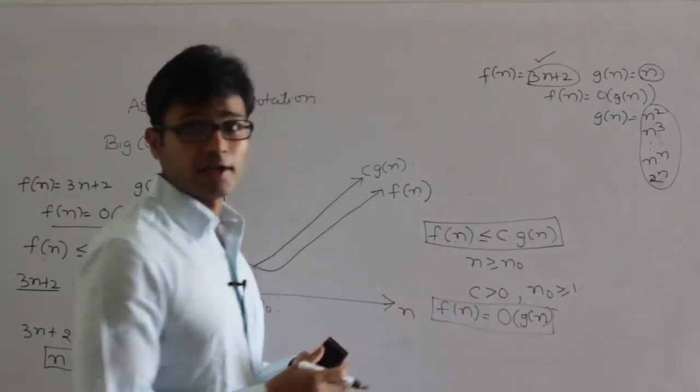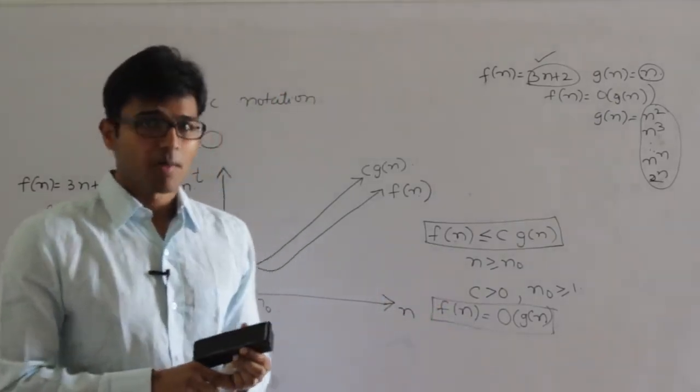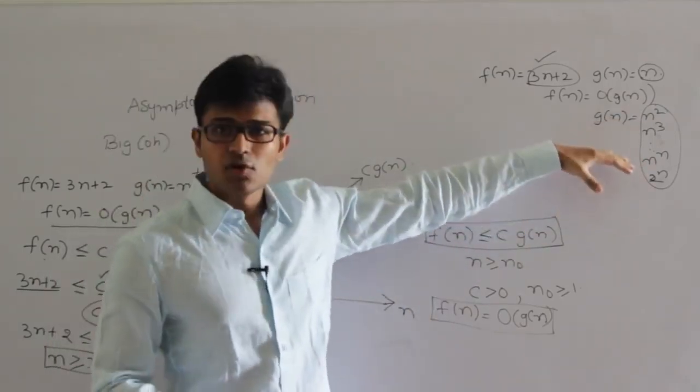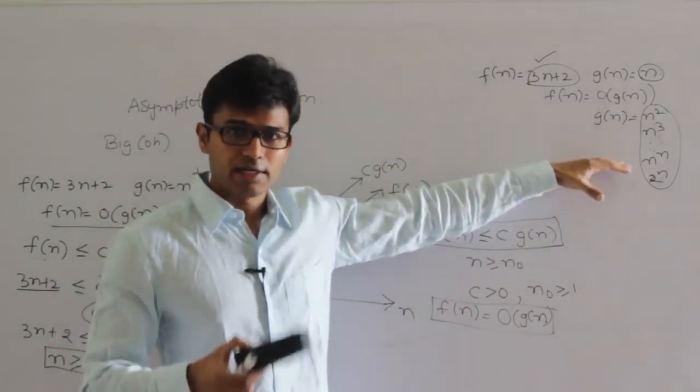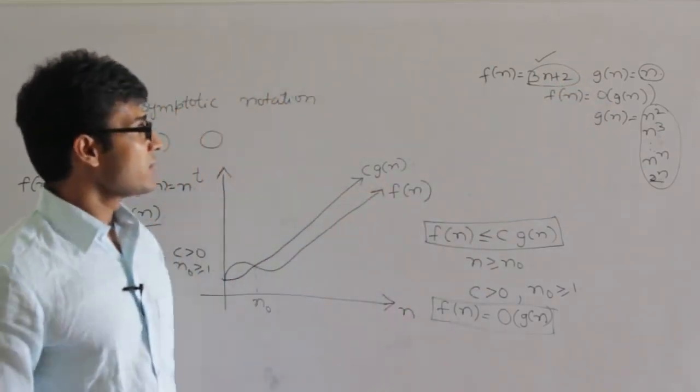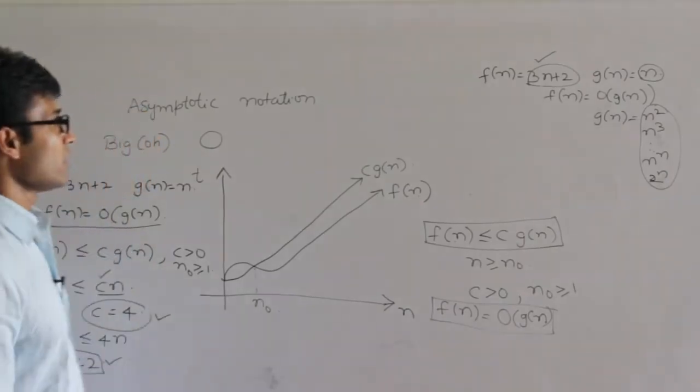But we have to keep in mind that big O is always an upper bound. Definitely, any of these answers is right, but always go for the least upper bound or the tightest bound. Here the tightest bound is n, right? So any of the answers is fine, but then go for n. Okay.